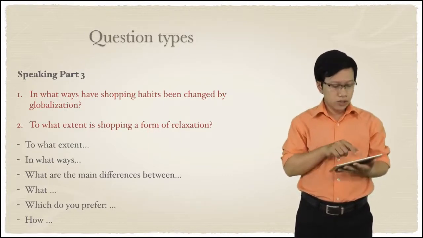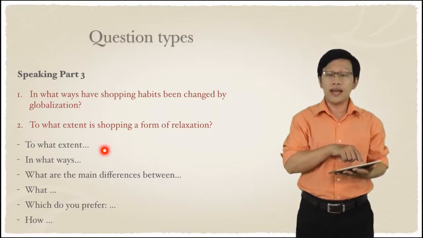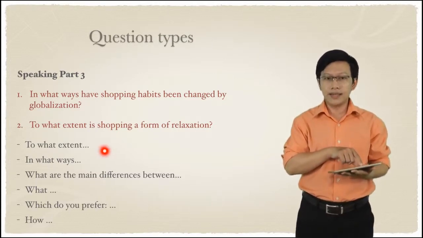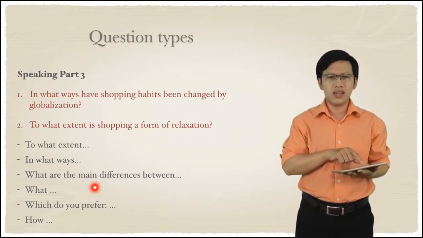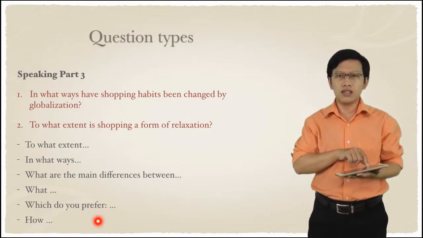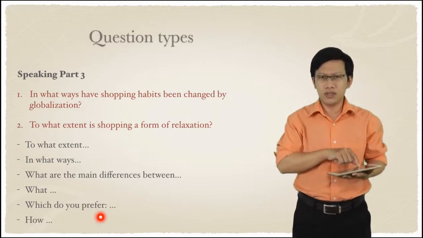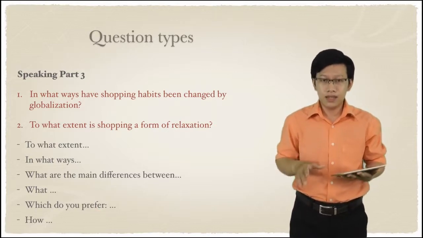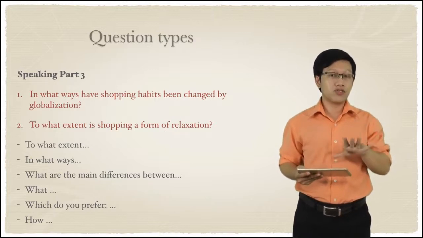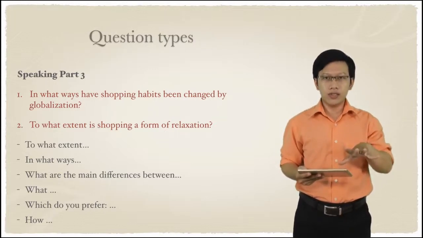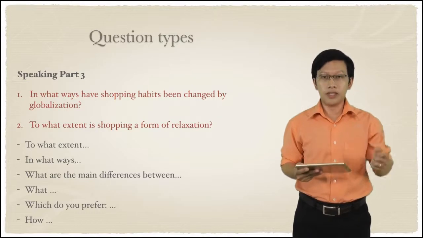That's it. So some of the other question hints can be, to what extent, in what ways, what are the main differences between, what, basically just what, right? Which do you prefer, and how is blah blah blah different, or how is developed over a period of time. That's it. These are some of the question types in speaking part 3. You may encounter these and you're gonna have to give your own opinion.